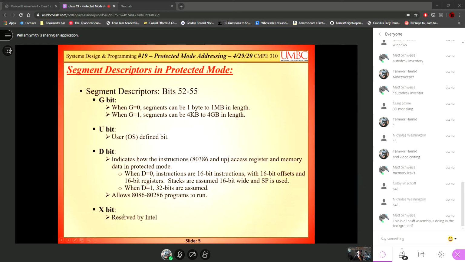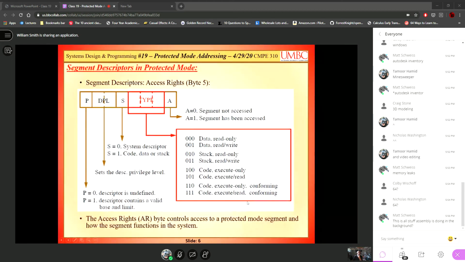And then the X bit was reserved by Intel. You guys can think whatever you want the X bit to do. We'll leave it at that.